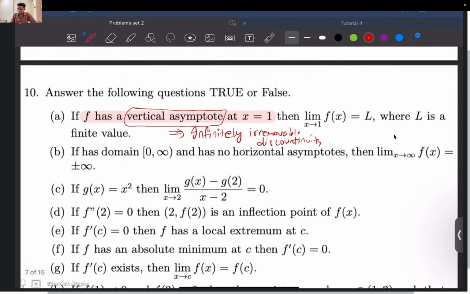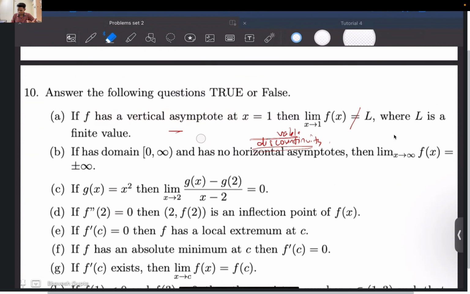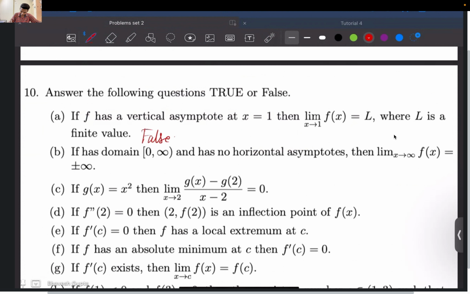So what do we see here? Since you have an infinite irremovable discontinuity, we know that there cannot exist any limit. I mean, for sure, it is not a finite value. So this statement turns out to be false, because the function does not have a limit just because it has a vertical asymptote. So this turns out to be a false statement.